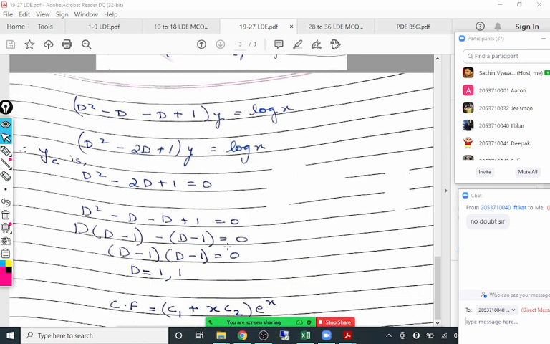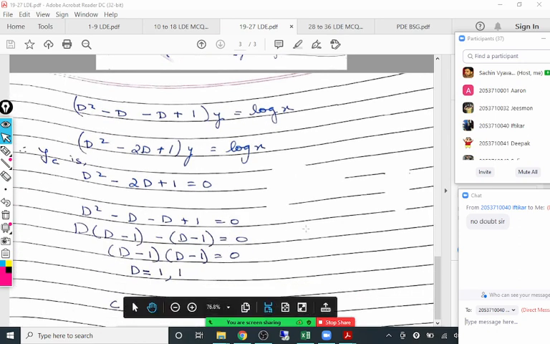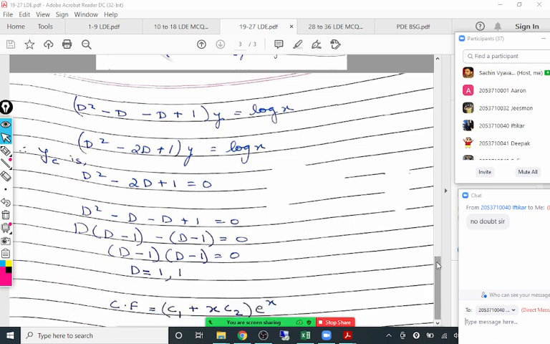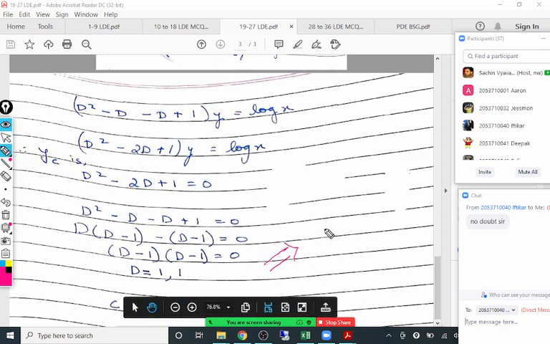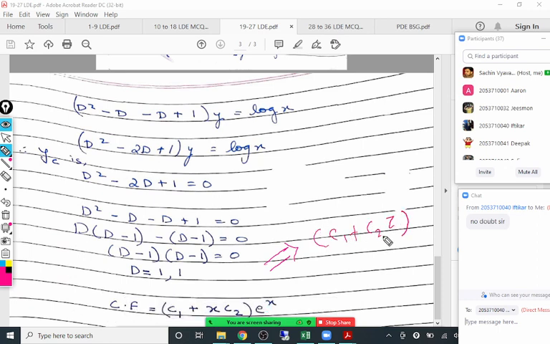And I think CF is also not correct. What is the mistake he made? Yes, anyone? What mistake did he make in the CF? E power Z and X. Yes. First of all, he should write the answer in terms of z, and then it should be converted into x. So the corrected answer for this question is, first of all, C1 plus C2 Z, times e raised to Z, and replace Z by log X.